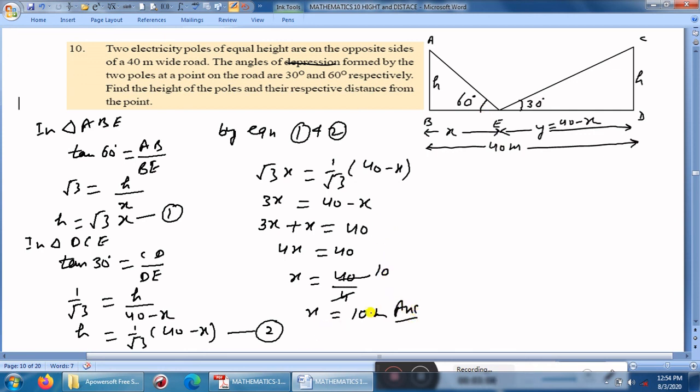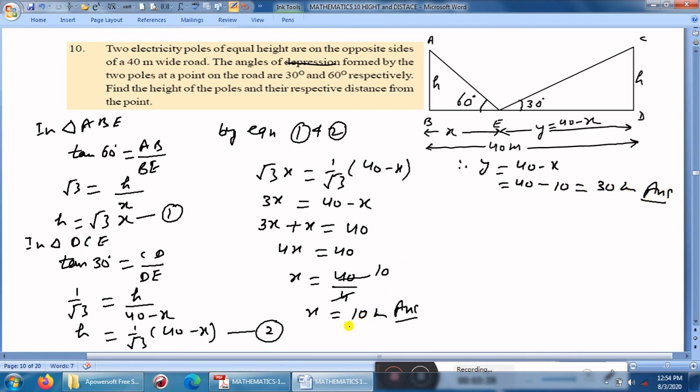Now you can take the second answer, that is Y. So Y is equal to 40 minus X. Put the value of X, so it is 40 minus 10. So that is 30 meters. It is your second answer.